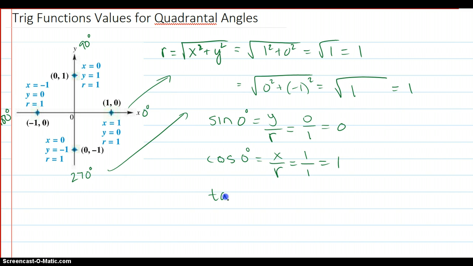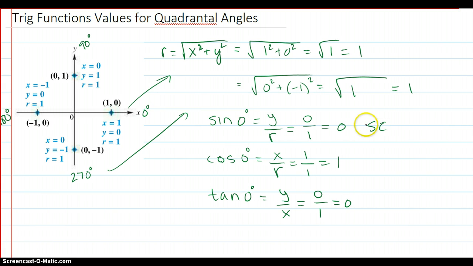Tangent of 0 degrees, that is y over x. Again, 0 over 1, very similar to sine, 0.